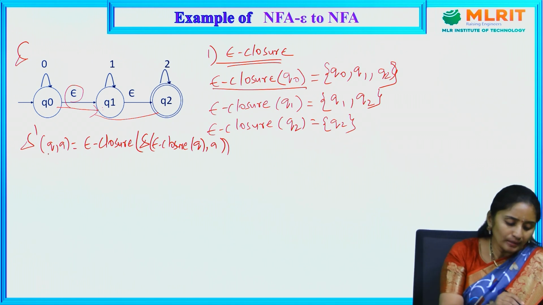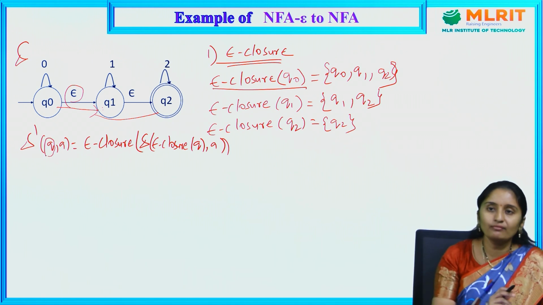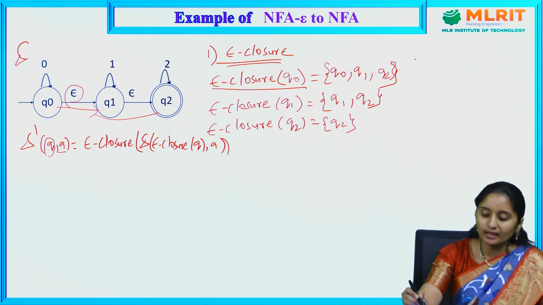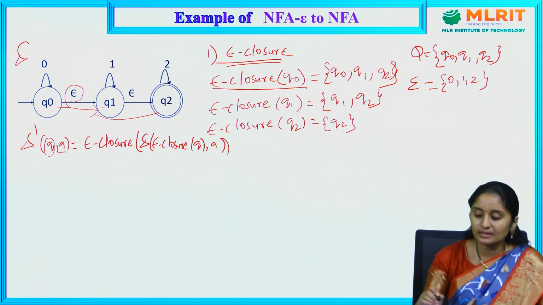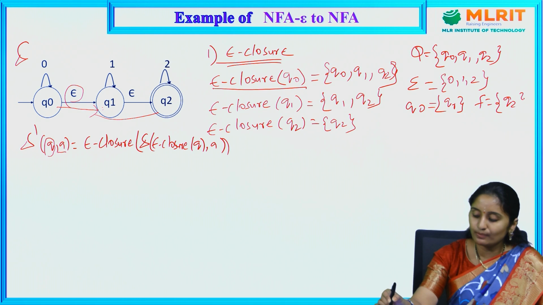Here Q is the states in our diagram, and A is nothing but the input symbols. For this diagram, what are the input symbols? Let me write the 5 tuples. Q is the set of states: Q0, Q1 and Q2. Sigma is the input symbols: 0, 1, 2. Next is Q0, my initial state, and what is my final state? Q2 is my final state.